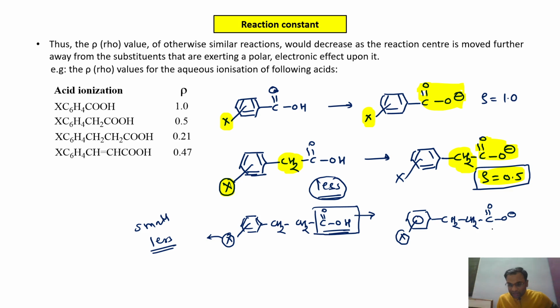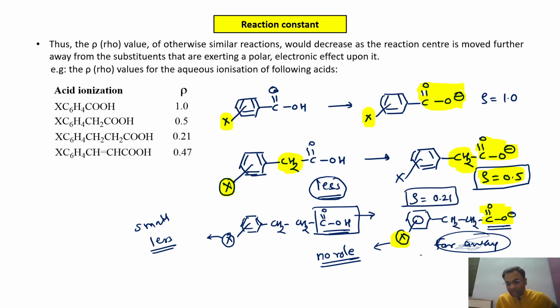So this X and this carboxylate anion are now very far away from each other, and therefore we can say that this X has a very negligible effect in stabilizing this carboxylate anion. Or you can say the role of this X group is zero in stabilization of this conjugate anion, and therefore the rho value for this is very small, that is 0.21.